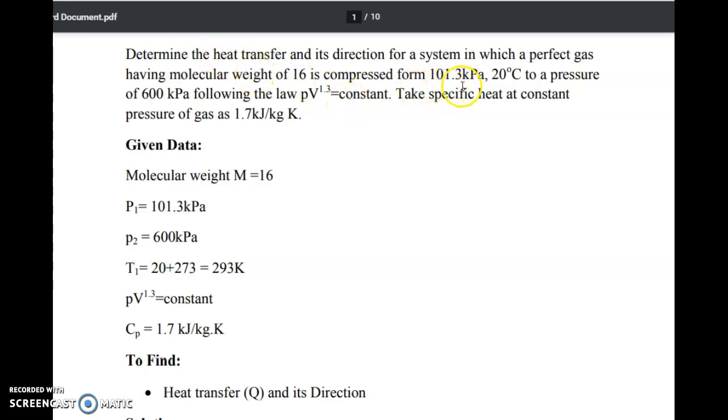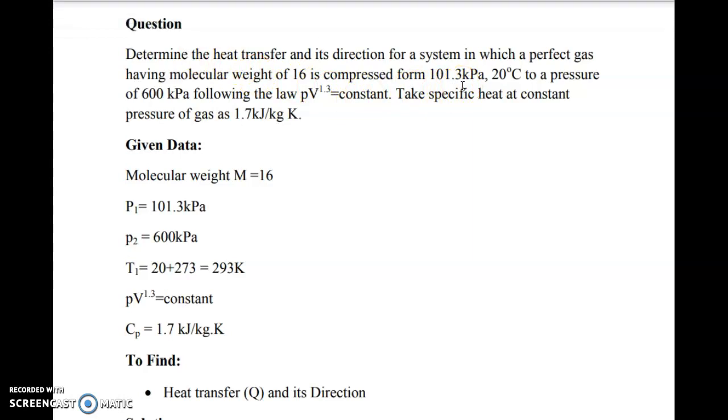So here the compression process takes place. So due to the compression, the gas temperature will increase. So the heat transfer will happen. That thing we have to find out, whether the heat is flowing from system to surrounding or surrounding to system. That thing also we have to calculate.